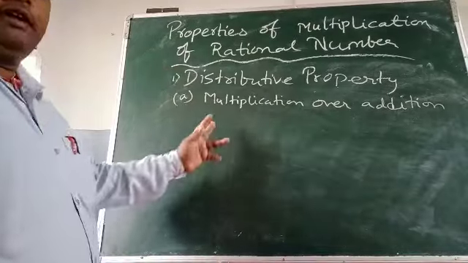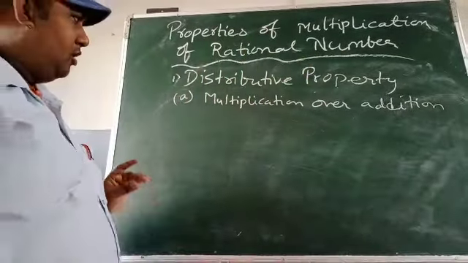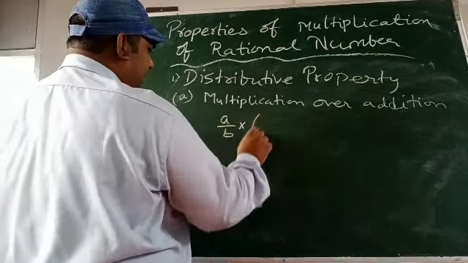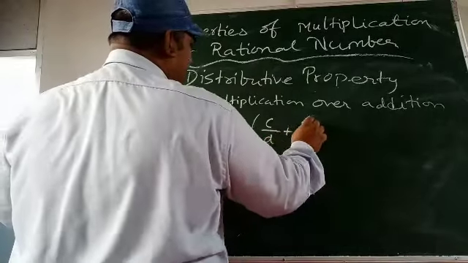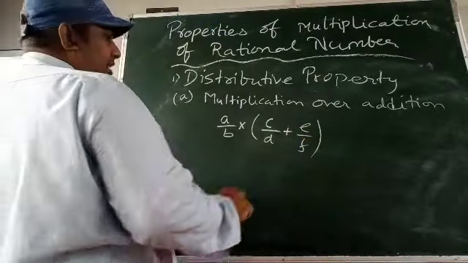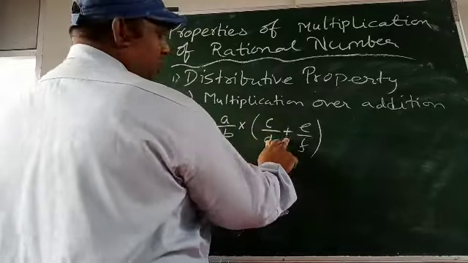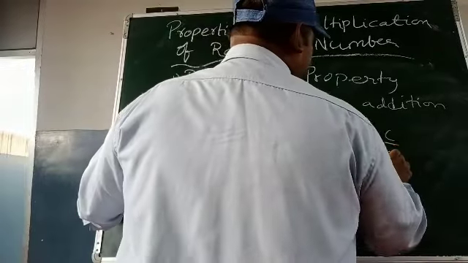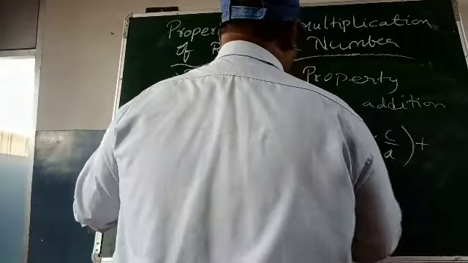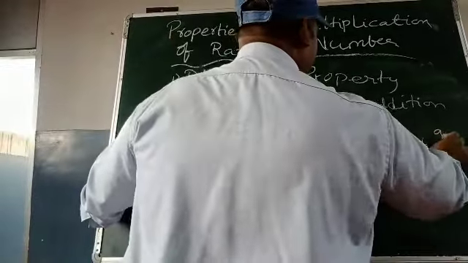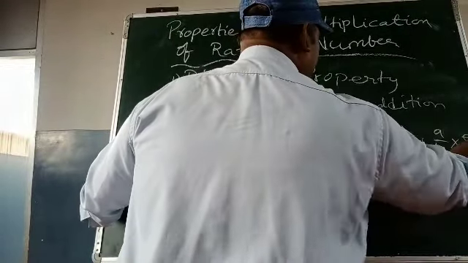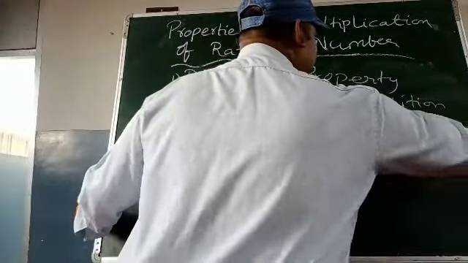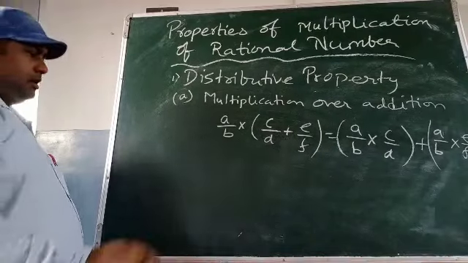You look here, very important. You catch only how I am solving. Here, look: A by B multiplied with C by D plus E by F. It can be written as, see, multiplication over addition: A by B into C by D plus A by B into E by F. Now, we look at a few examples.